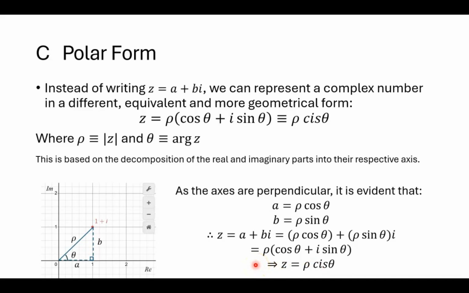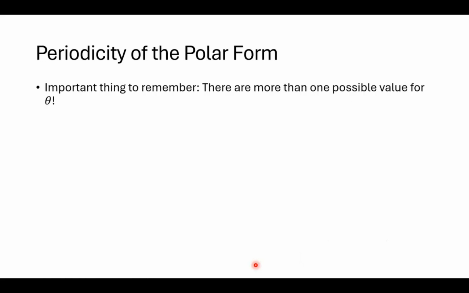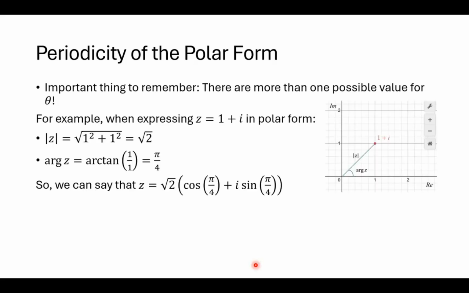Now you know that you can also use a complex number's length and angle to specify it. But an important point to remember is that there is more than one possible value of theta. Using our previous example, z equals 1 plus i in polar form, the modulus of z will be square root of 2, as we calculated in the previous slide. And the argument of z will be pi over 4. Therefore, we can say that z is equal to the square root of 2 times the sum of cosine of pi over 4 plus i sine of pi over 4. Or you can just write it as root 2 cis pi over 4 if you want it quicker.